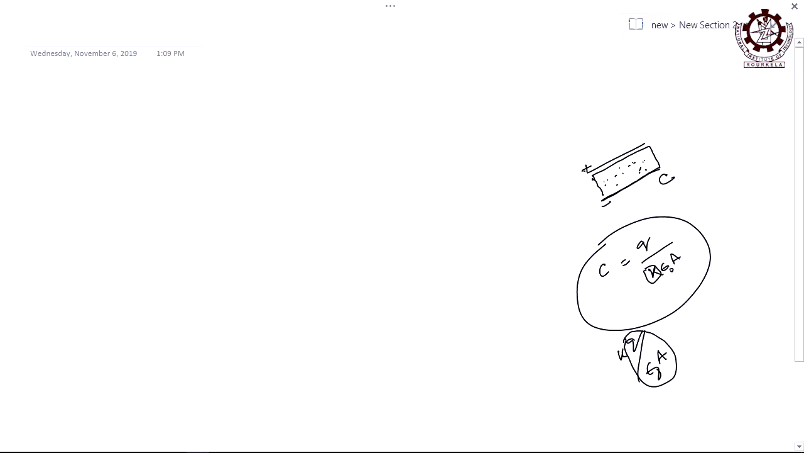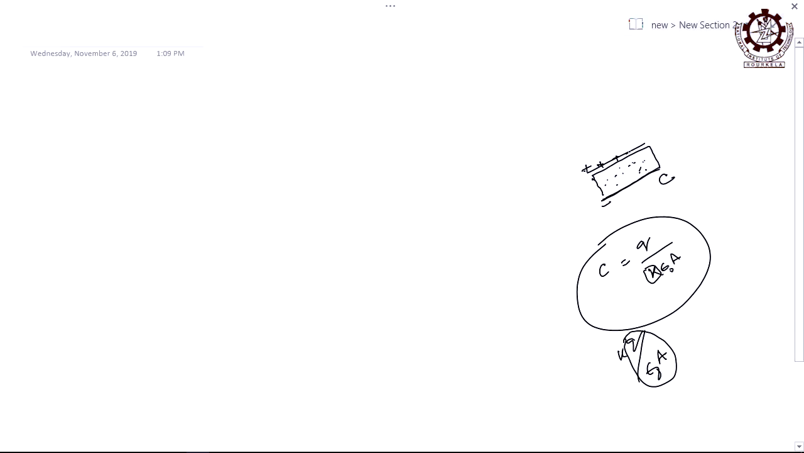What will happen to the dielectric slab? What about the charge present in the dielectric slab? By induction, what will happen? If this is positively charged and this is negatively charged, then what will happen to the surface of the dielectric slab nearby the two plates? Opposite charge or same charge? Opposite charge will appear here, minus, minus, minus, plus, plus, plus, right.